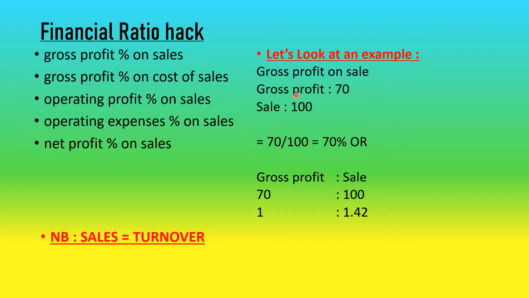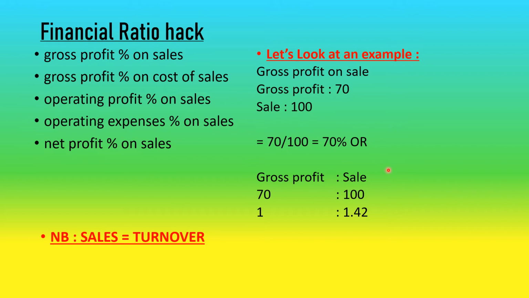So if you look at, for example, gross profit percentage on sales, here we're also doing that example. Say your gross profit is 70 and your sales is 100. Gross profit on sales is literally what the question is telling you. You take your gross profit and you divide it by your sales. So 70 divided by 100 gives you 70%.